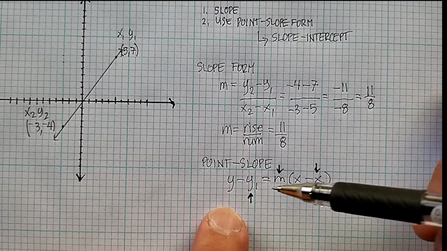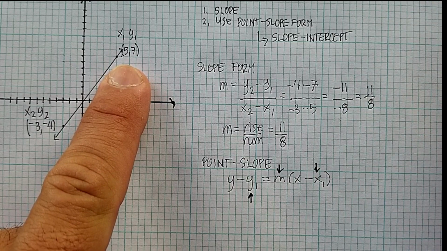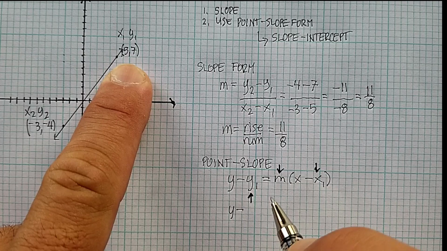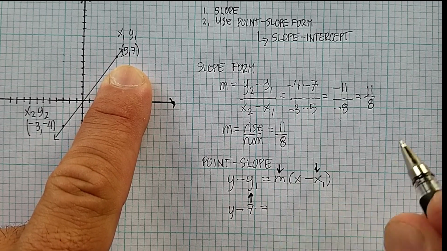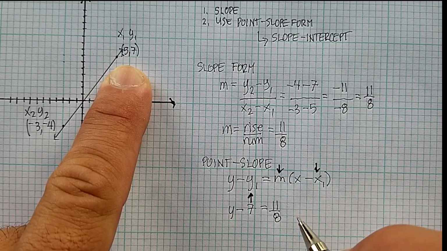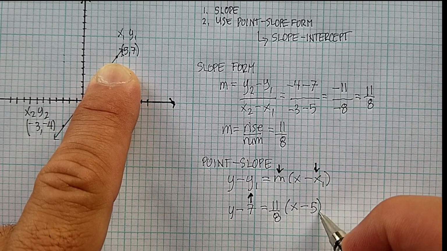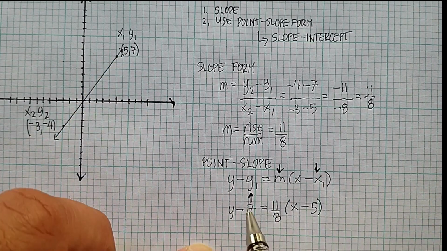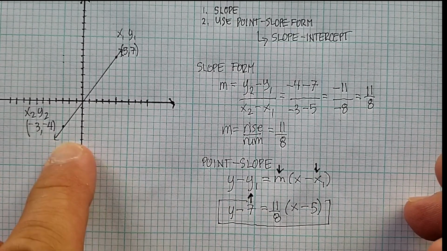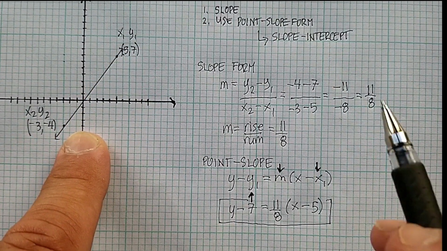We're going to choose one of the points that lies along this line, and luckily we have 2 points. So let's just choose one of them. Let's choose this one up here. We'll say y minus 7 is equal to 11 over 8, which is our slope, times the quantity x minus 5. This equation right here is actually the equation of the line right here that goes between those 2 points.